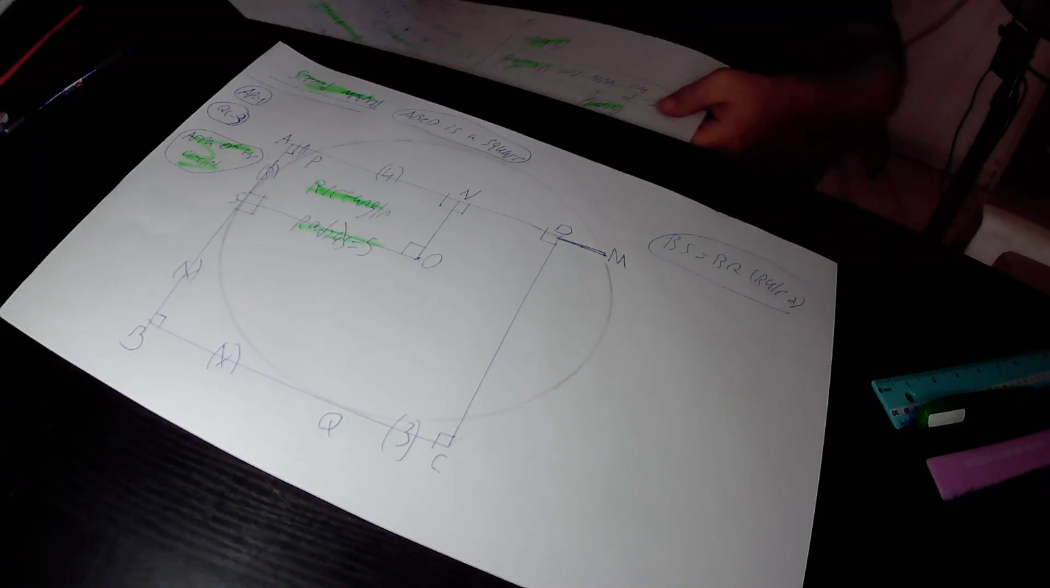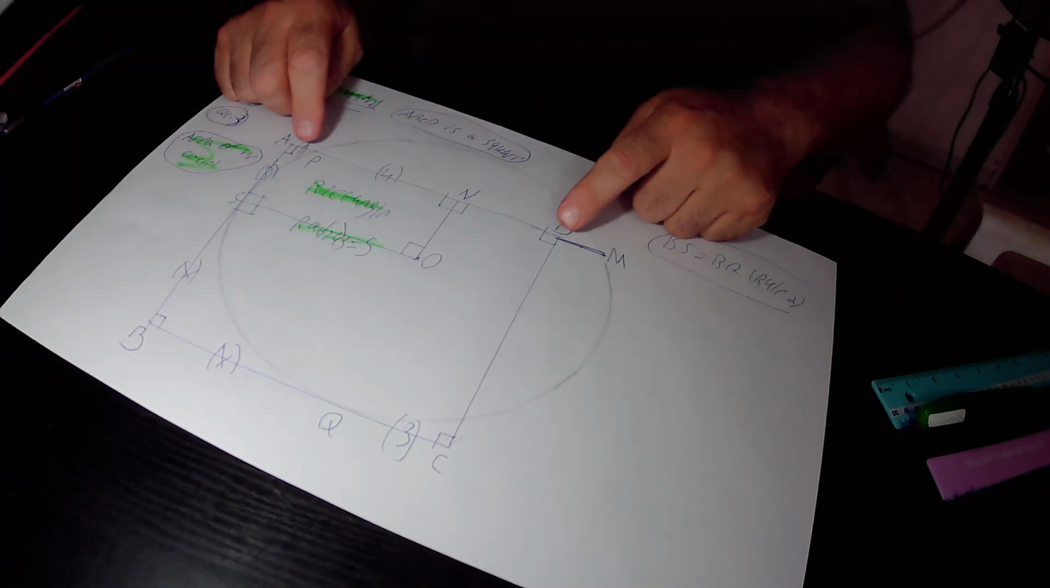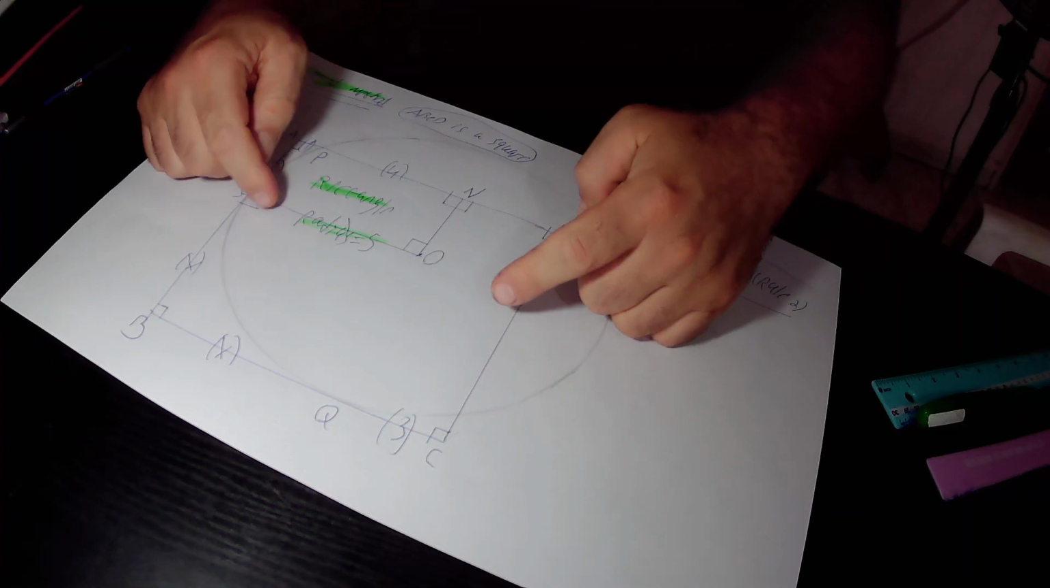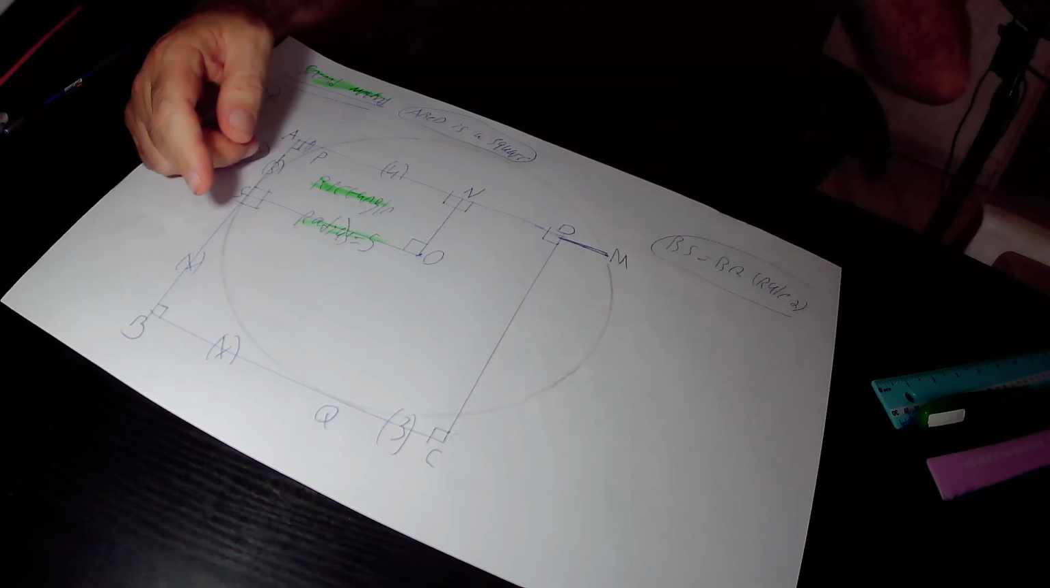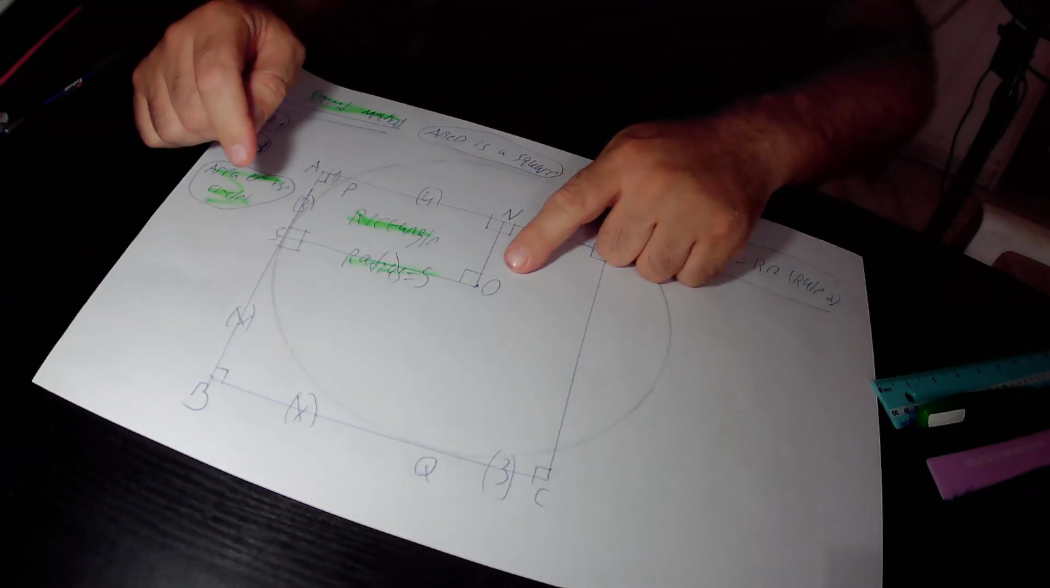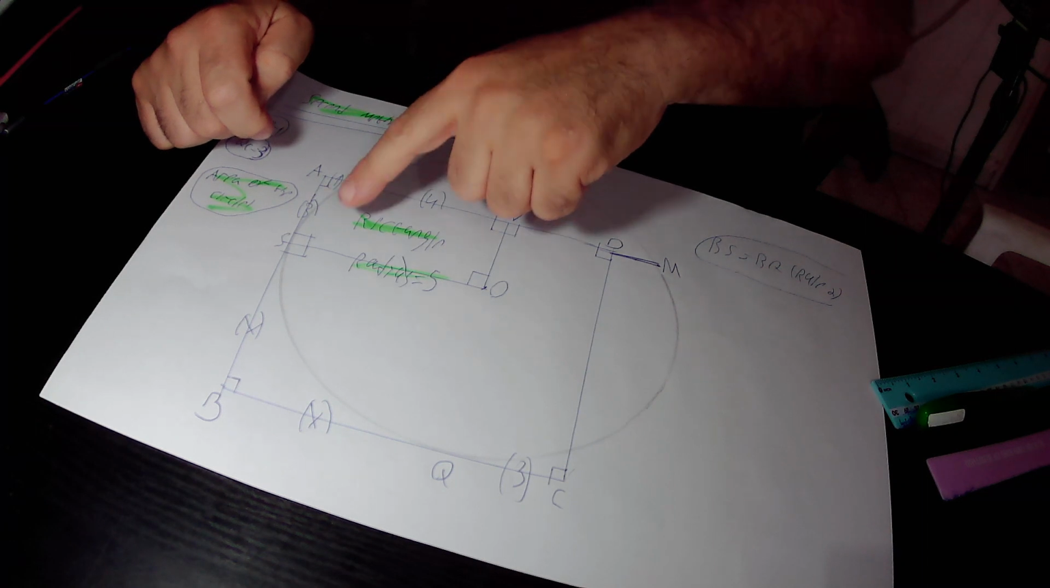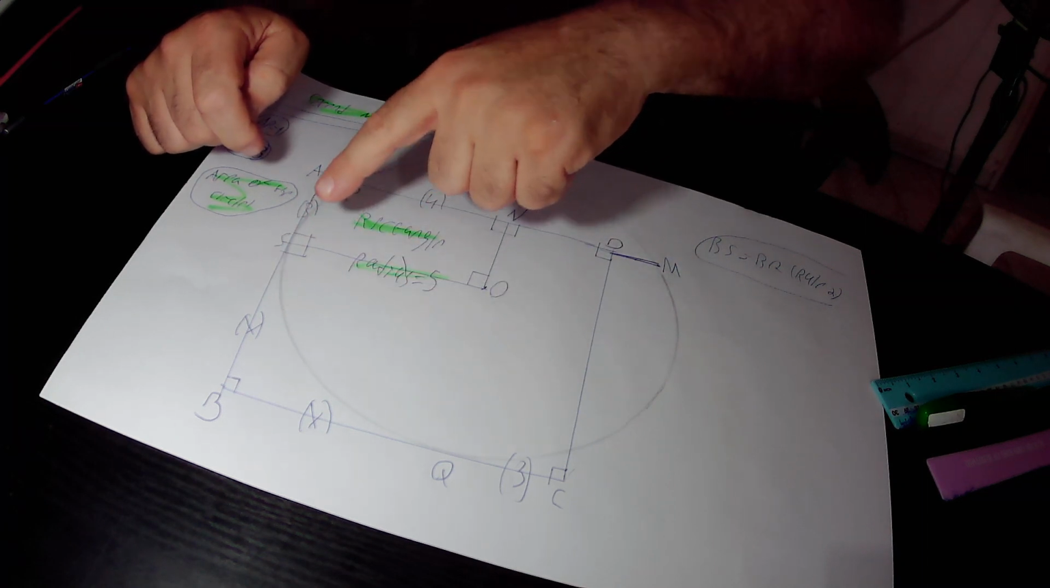So, we know that all the angles inside square ABCD are right angles, so those 4 angles are all right angles. We define the center of this circle, this point, as point O. We define the point of tangency of tangent AB with this circle, this point, as point S.